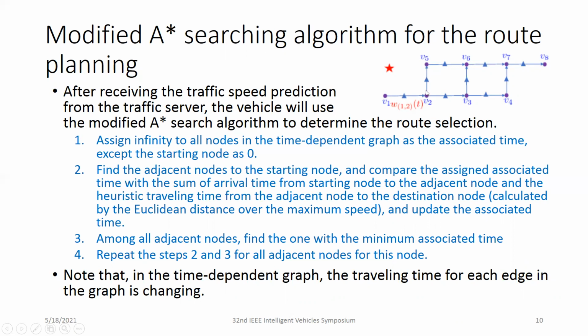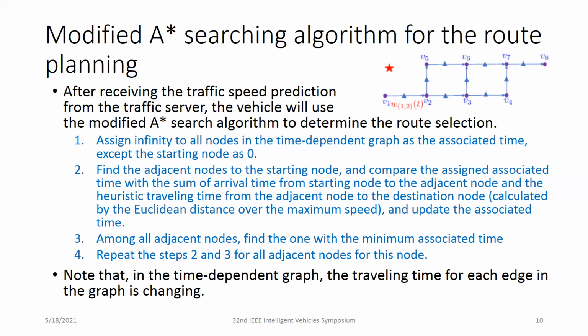So here, since we only have one option, which is V2, we just keep V2, and we repeat steps 2 and 3 for all the adjacent nodes of this specific node. So here we just repeat steps 2 and 3 for nodes V3 and V5. We repeat those steps until we arrive at the destination node, and then we can obtain the path for the optimal route with the least traveling time.